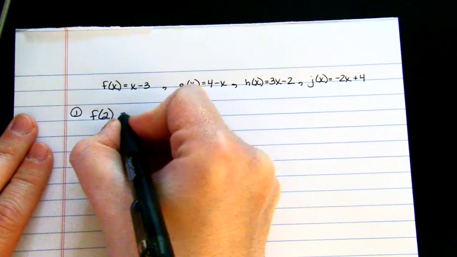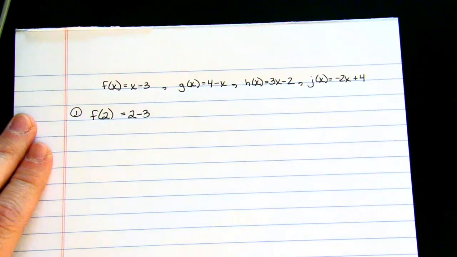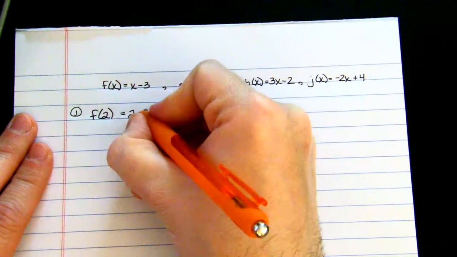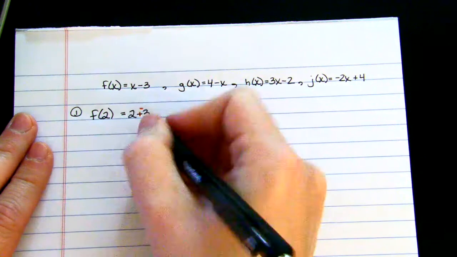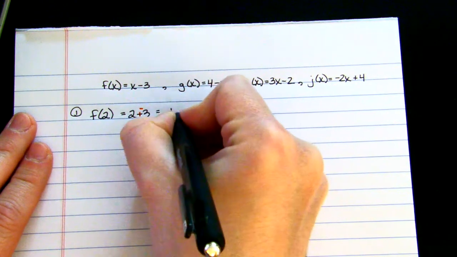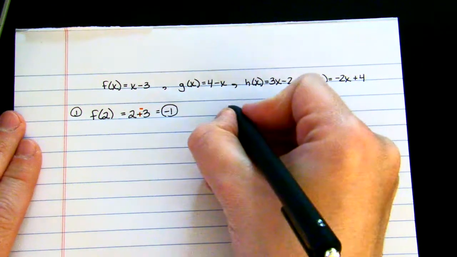f of 2 should be 2 minus 3. We'll go and I'll change my signs. But again, if you just want to go to the calculator, that is also okay. 2 plus negative 3 should give me a negative 1 for that answer. f of 2 is negative 1.